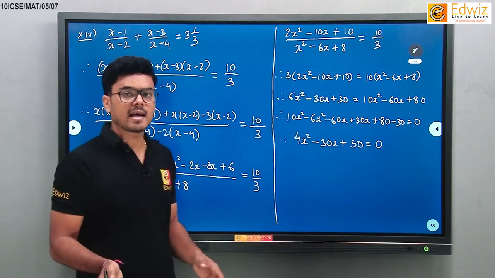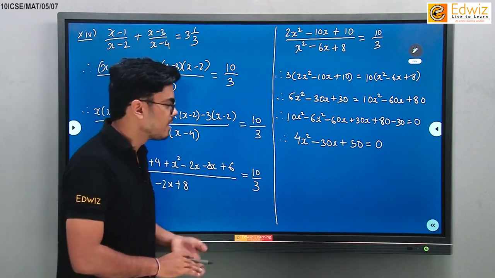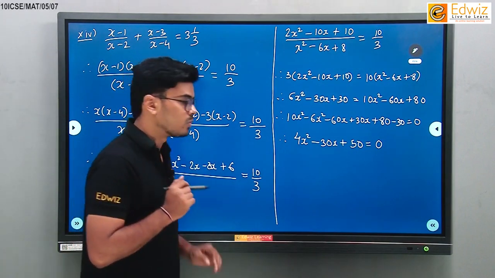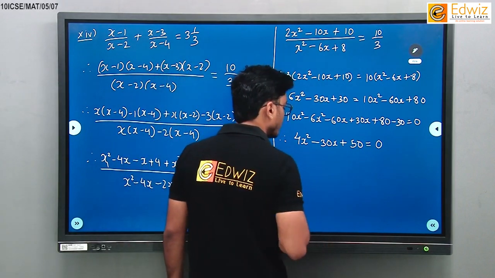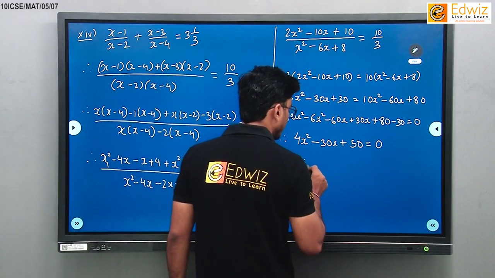As you can see, the entire equation can be further simplified by dividing it by 2. So let us divide the equation by 2.